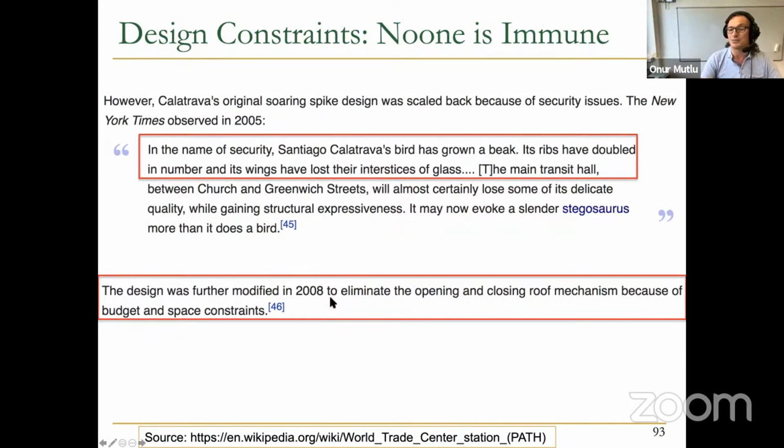The design was further modified in 2008 to eliminate the opening and closing roof mechanism because of budget and space constraints. Again, this is very real. In computer architecture, you will face that all the time.